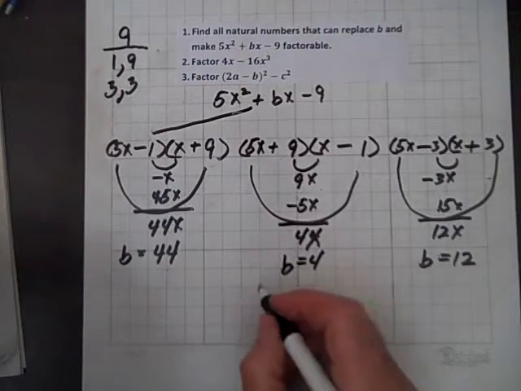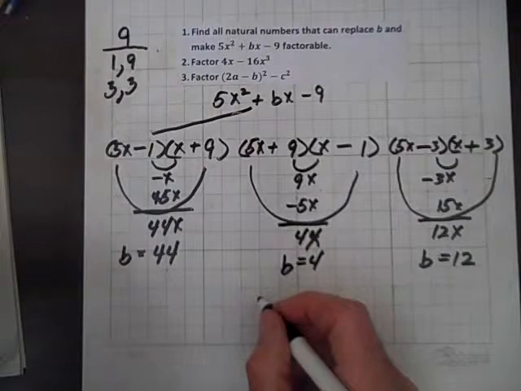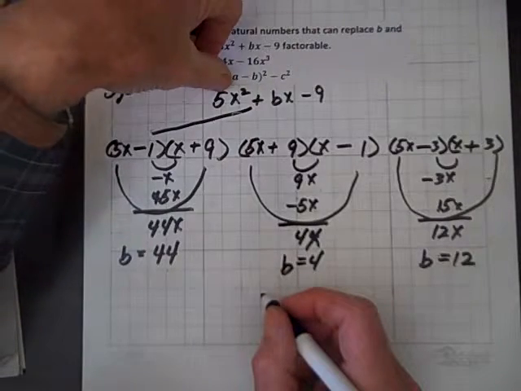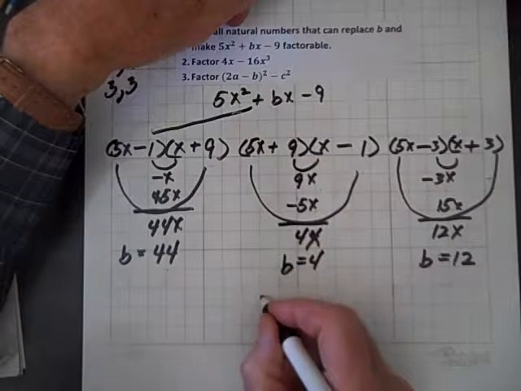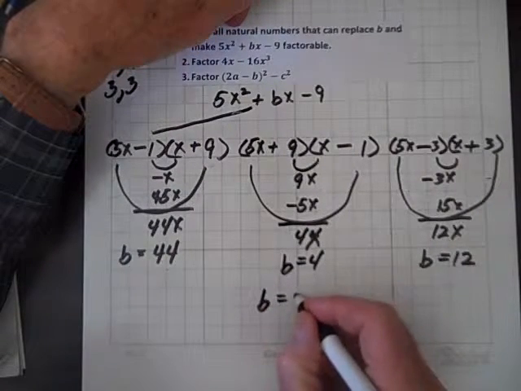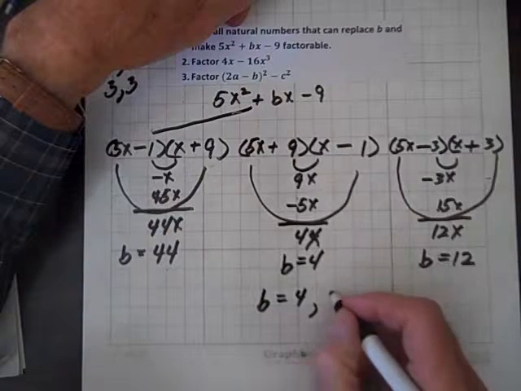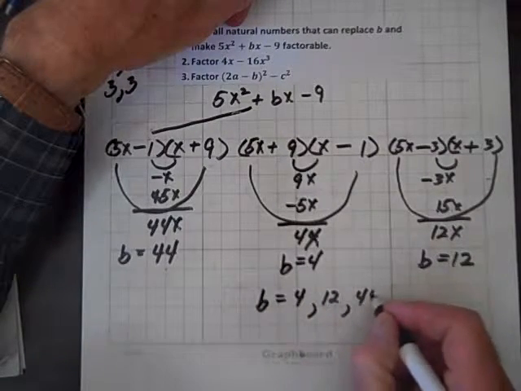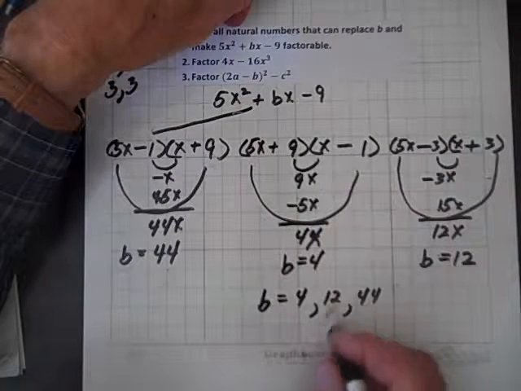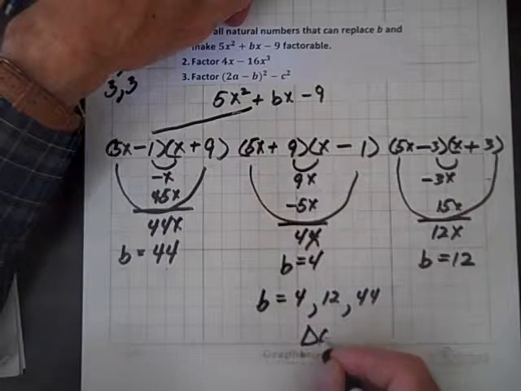And so, the natural numbers that make the expression 5x squared plus bx minus 9 factorable are b equals 4, 12, or 44. And we're done.